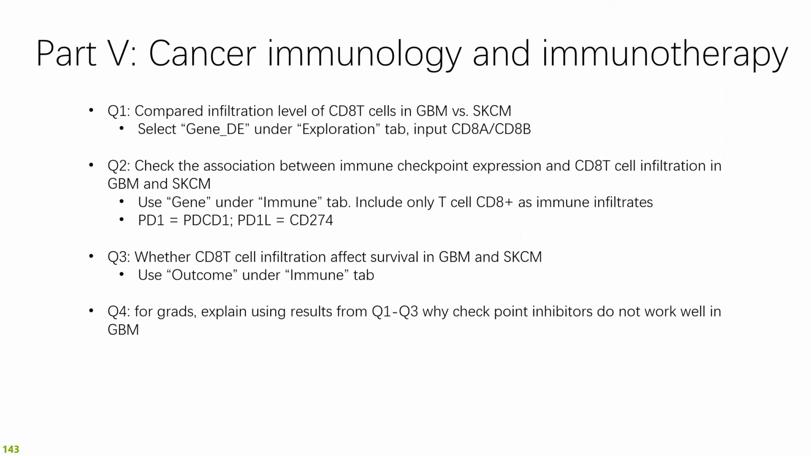And in question 2, you will be asked to check the association between immune checkpoint expression and the CD8 T cell infiltration level in glioblastoma and SKCM. You need to use the Gene tab under the Immune tab, and just include the CD8 T cells as immune infiltrates. A note here is that for PD-1, you should really use PDCD1, because TIMER uses different names for them. And for PD-L1, it's CD274.